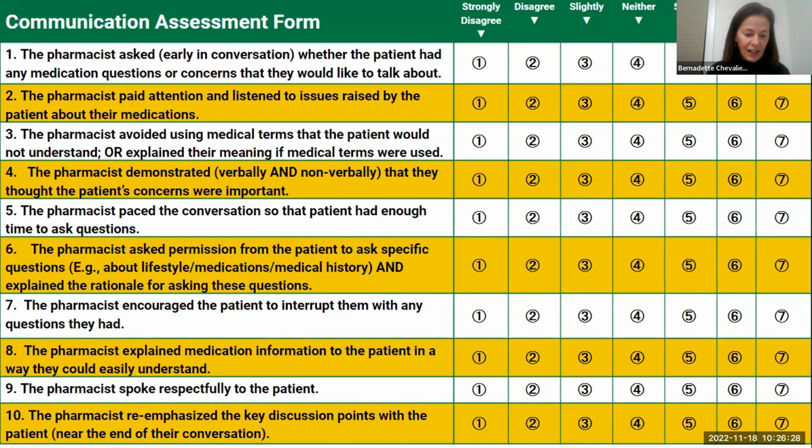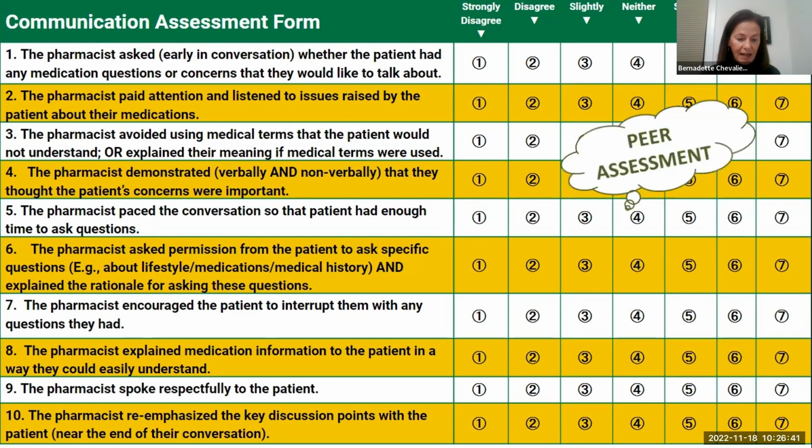Okay. So next in the lecture, I introduced this. This is a communication assessment form for the learners that will be used for peer assessment. This form has been adapted from an actual form I used in the communication research with the hospital pharmacists and patients. And I've modified it since a number of times based on the results of this research and other research. So here's how the form works.